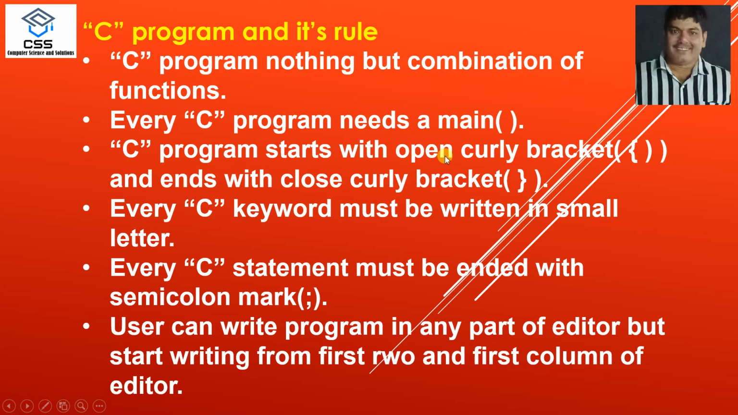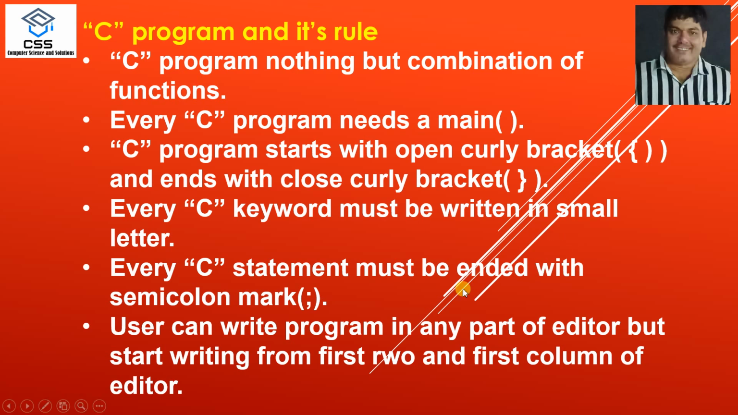A C program starts with an open curly bracket and ends with a close curly bracket. Every C keyword must be written in small letters because there is a great distinction between capital letters and small letters. If you write capital Main, it is wrong. You have to write small main. It means you have to write all the keywords of the predefined functions in small letters. Otherwise, the compiler generates errors.